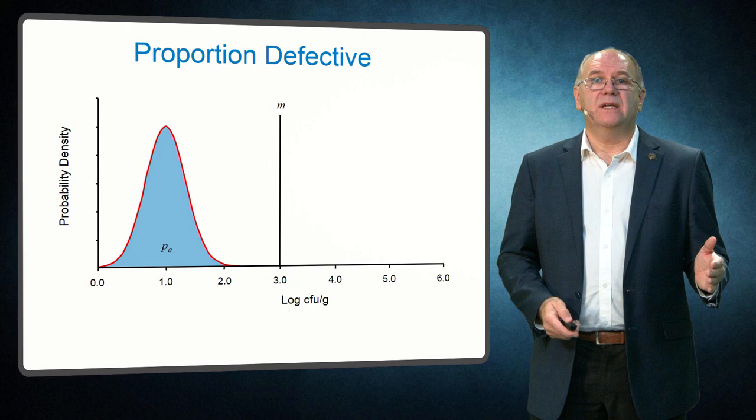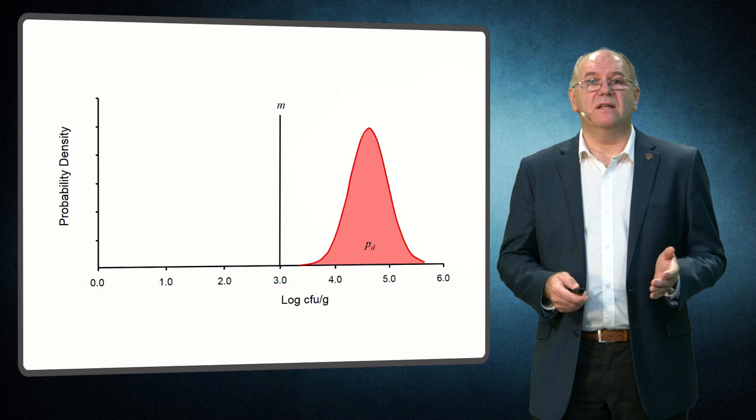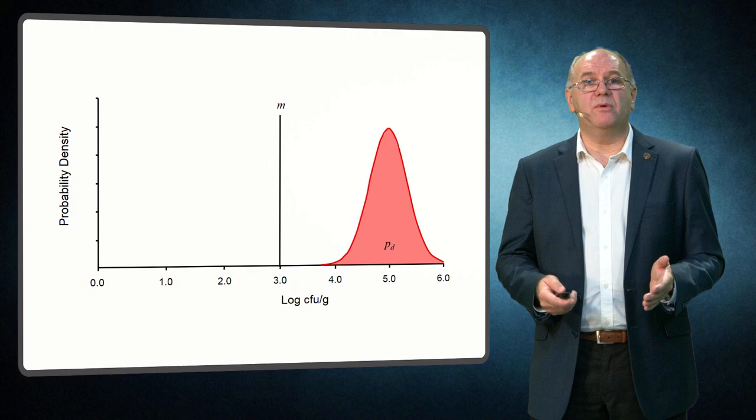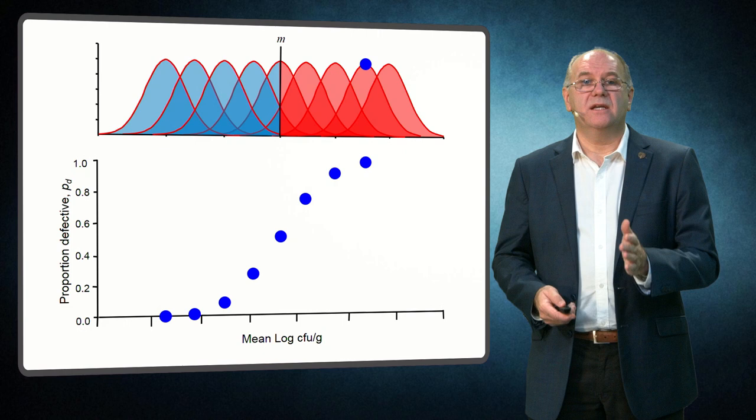But as we increase the mean count and move the distribution to the right, then we start to increase the proportion that's defective until eventually all of the samples are defective. So we can now plot out the proportion defective for a given mean count. So here we are, we're just moving the distribution to the right-hand side, and we can now build a curve relating proportion defective to the mean count.